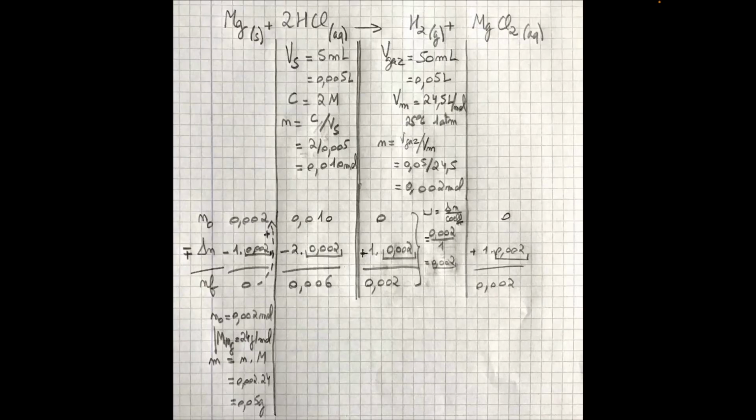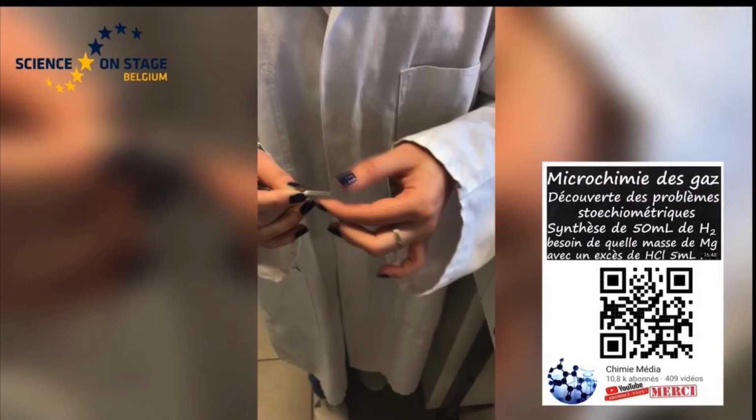This is the first stoichiometric problem that my students do with a reward at the end. They can do the real manipulation in class. And the question is, how much magnesium must we put in the syringe to make 50 milliliters of dihydrogen? They learn the resolution of the problem with this.